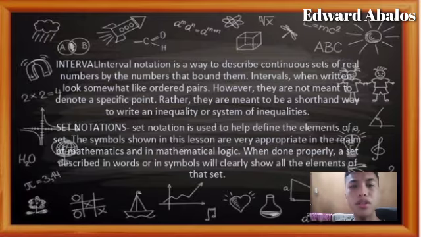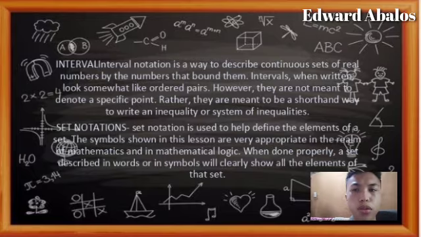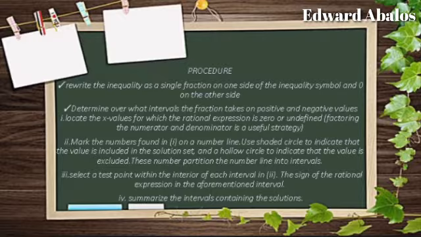What is set notation? Set notation is used to help define the elements of a set. The symbols shown in the lesson are very appropriate in the realm of mathematics and in mathematical logic. When done properly, a set described in words or in symbols will clearly show all the elements of that set.